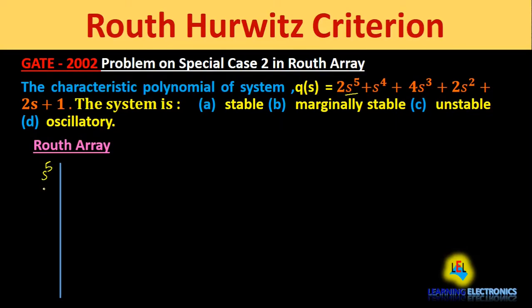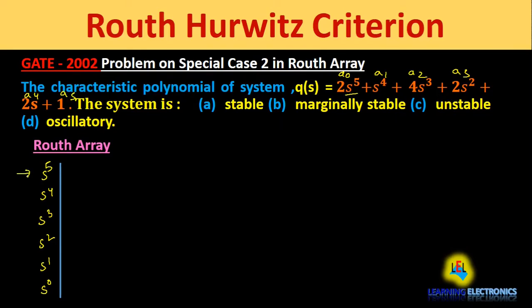Then we will write all the powers of s in the decreasing order, and column wise we have to write all these powers of s. So next will be s^4, then s^3, then s^2, s^1, then last will be s^0. Now we will find out all the coefficients from this characteristic equation. First coefficient will be a0, then a1, then a2, then a3 and a4, then a5 will be there.